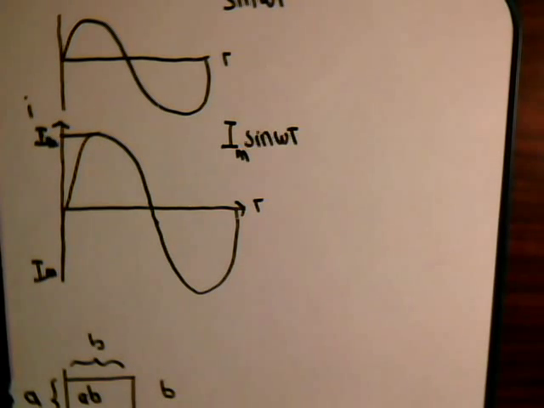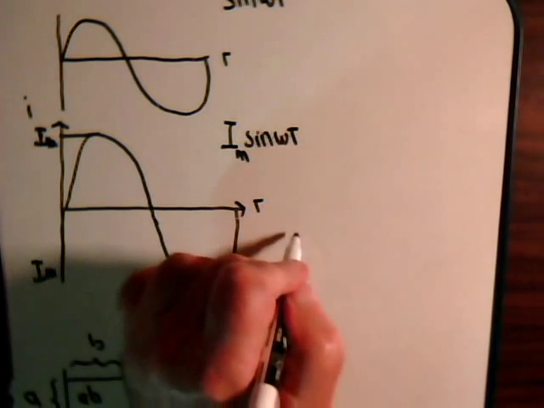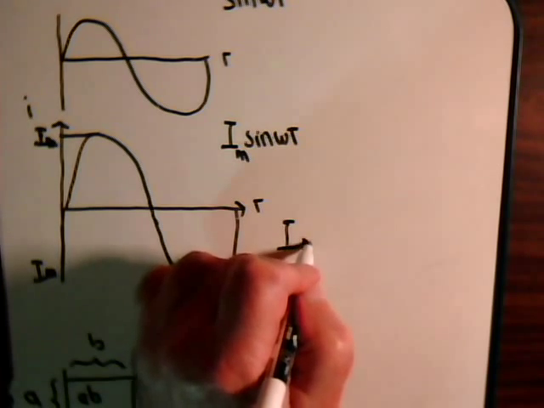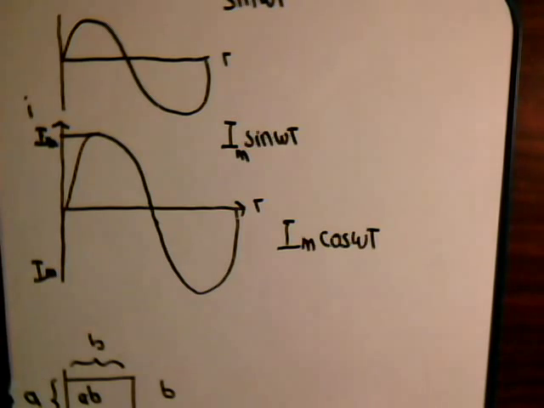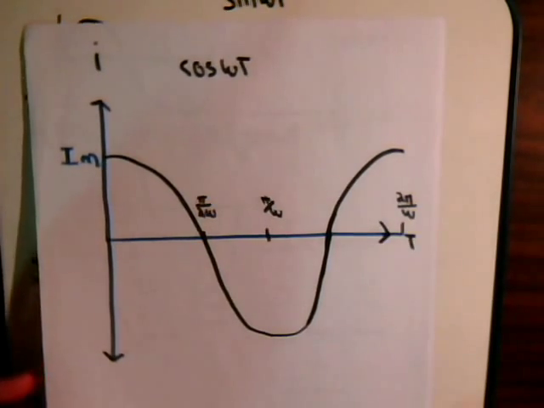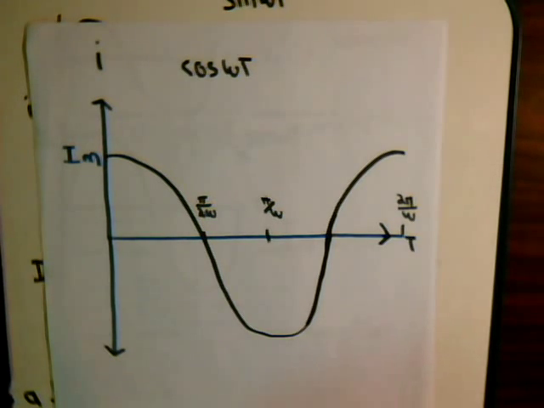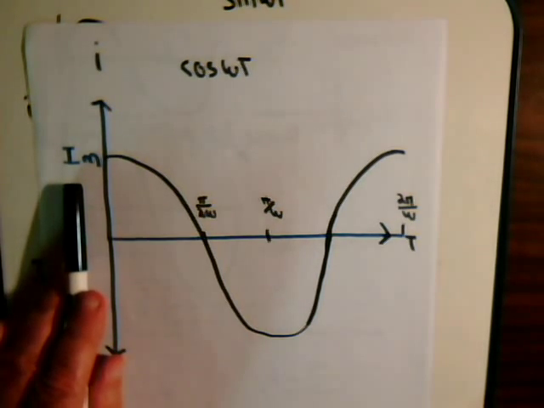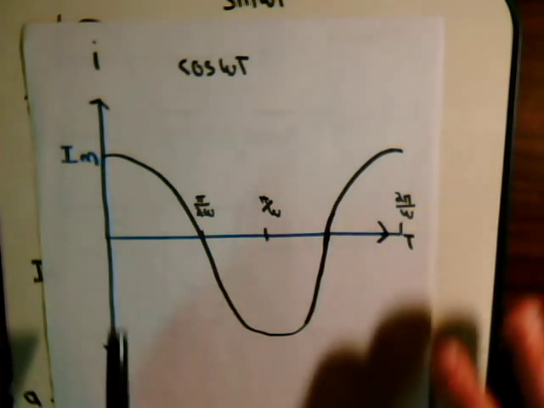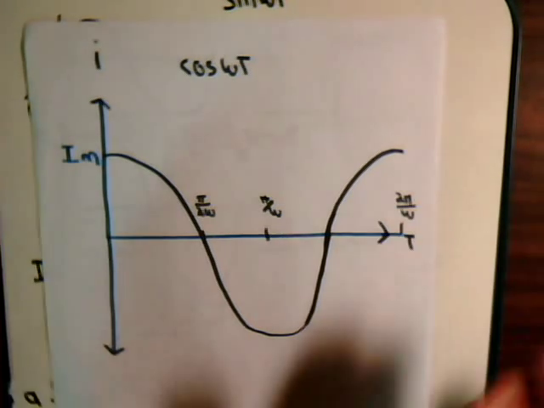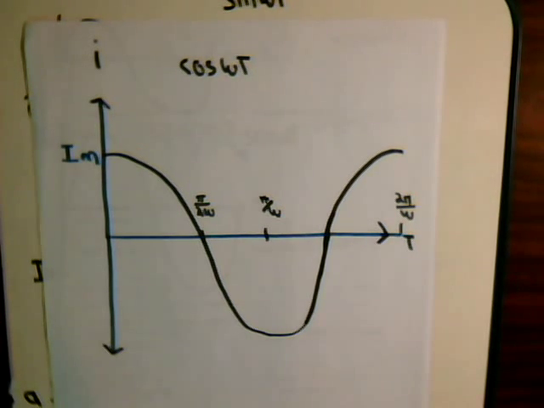So the average current is zero. Now, if instead we had Im times the cosine of omega t, then it would look something like this. Here you have a cosine wave times Im, the maximum value that we have. But again, this area plus this area gets negated by this area, so the average current is zero.